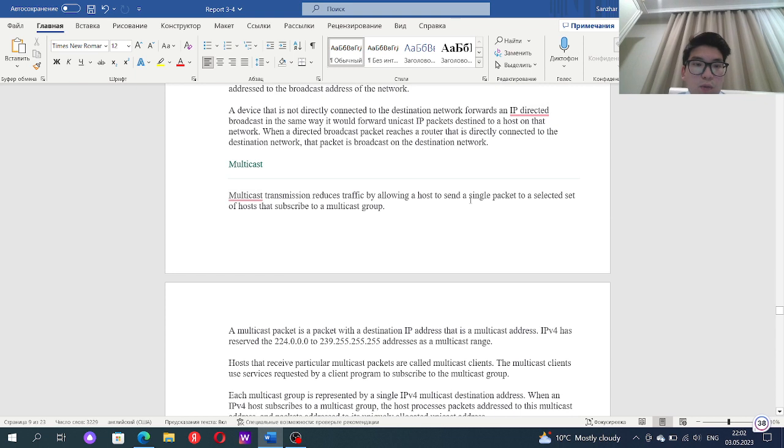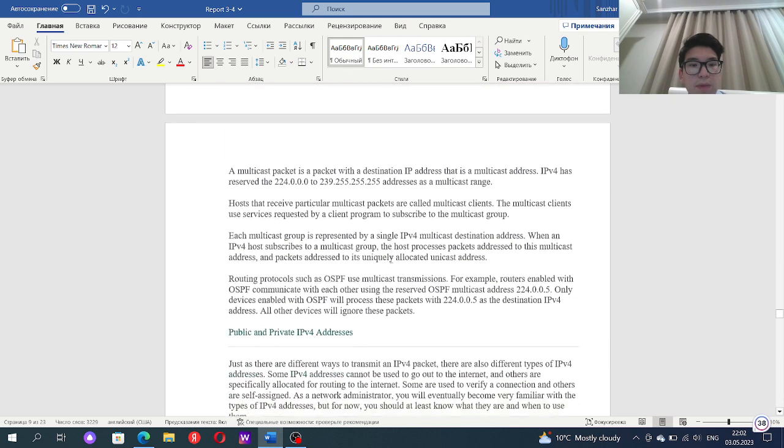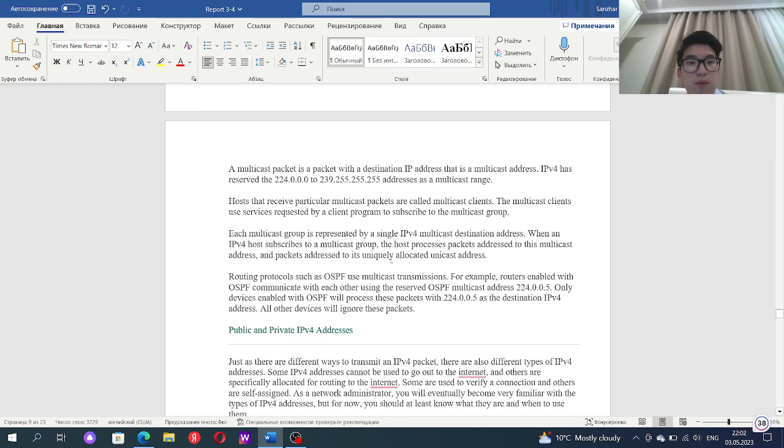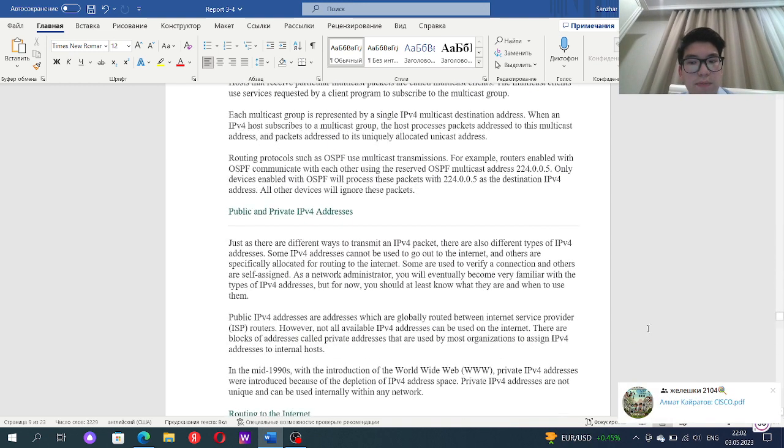Coming to multicast. Multicast transmission reduces traffic by allowing a host to send a single packet to a select set of hosts that subscribe to a multicast group. A multicast packet is a packet with a destination IP address that is a multicast address. IPv4 has reserved the 224.0.0.0 to 239.255.255.255 addresses as the multicast range.